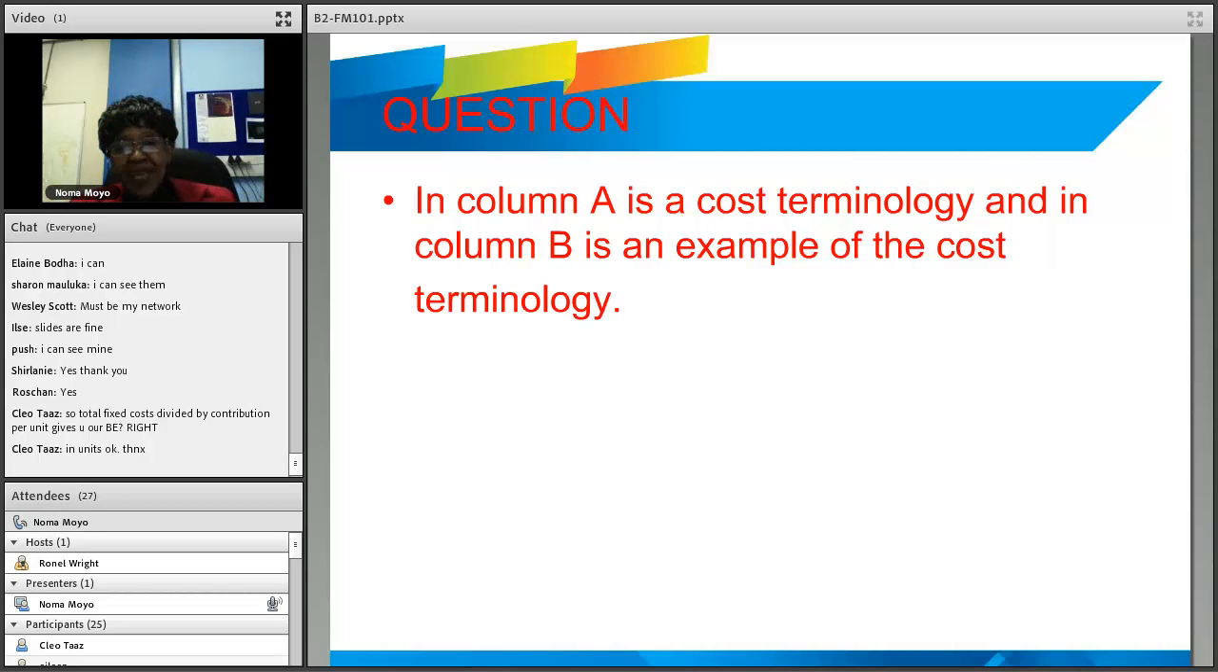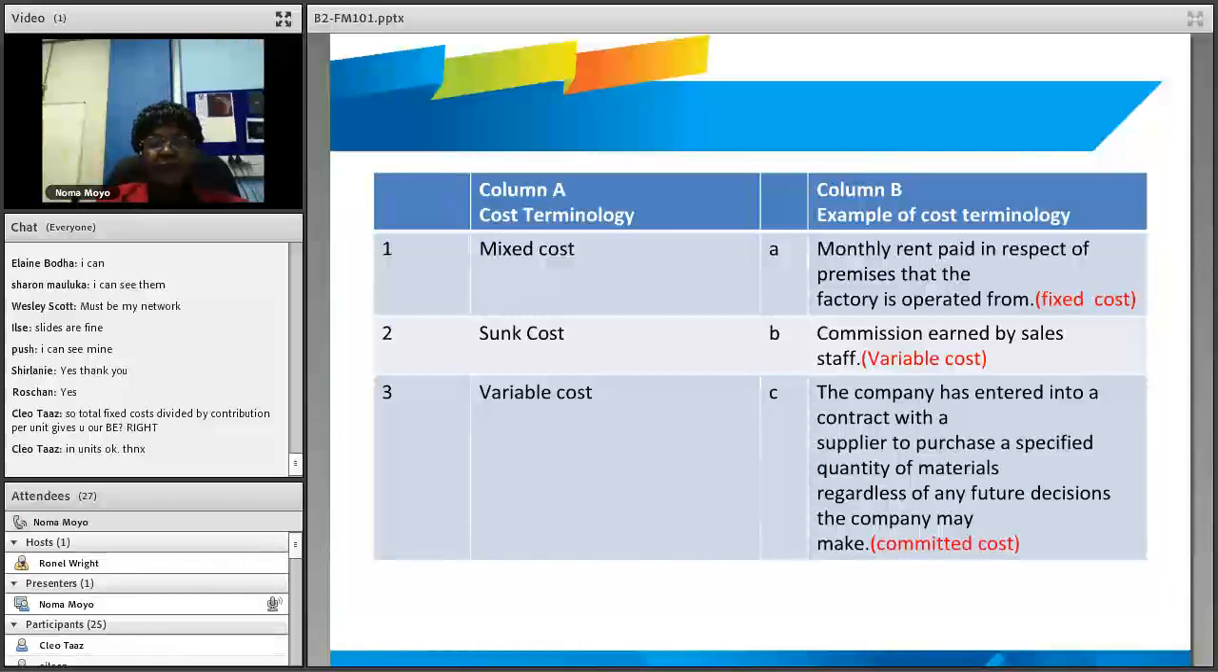Question: in column A is a cost terminology, and in column B is an example of the cost terminology. I'd said read on those costs, but I've given you something. Mixed cost, they've given you the cost terminology and given you an example. What is a mixed cost? I explained to you, a mixed cost is a cost that has a fixed component and a variable component. So that is a mixed cost.